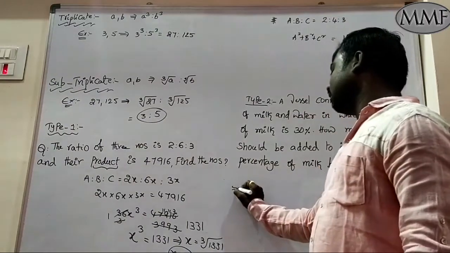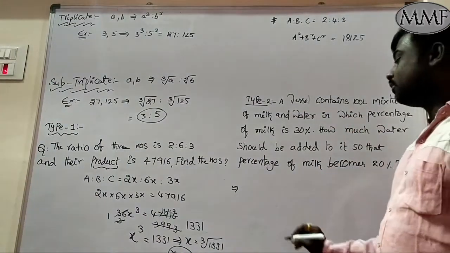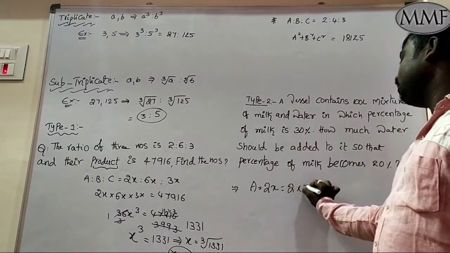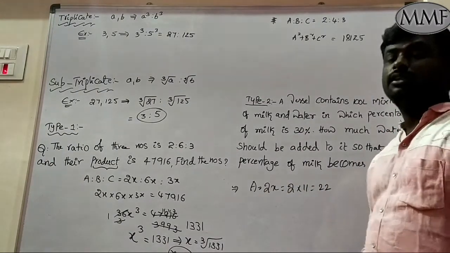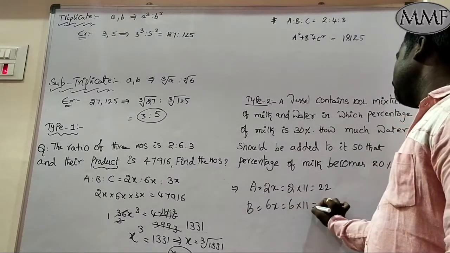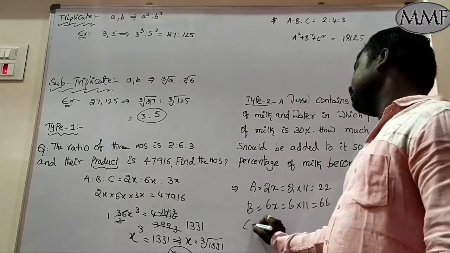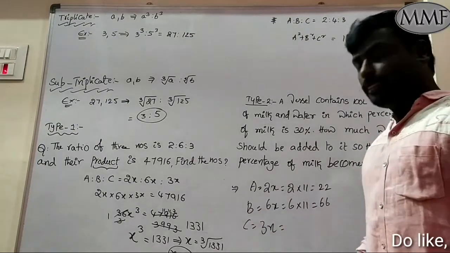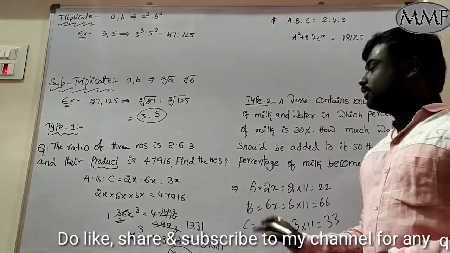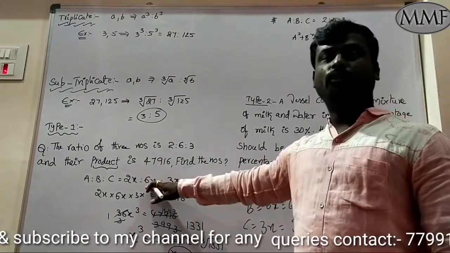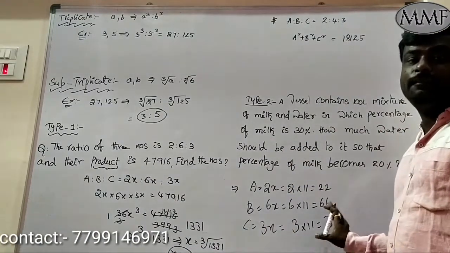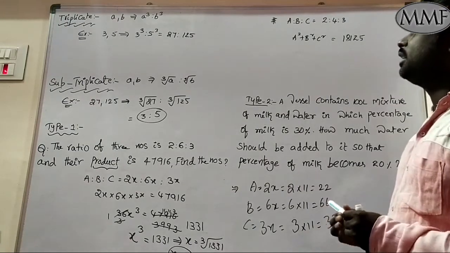See here, I will write. What is x value? A value is 2x, nothing but 2 into 11. It is 22. What is B value? B value is 6x, nothing but 6 into 11. It is 66. What is C value? It is 3x. Then what will you get? 3 into 11. It is 33. So very simple. Just product, division, getting the values, original numbers. Clear? Okay. Then we will see next.